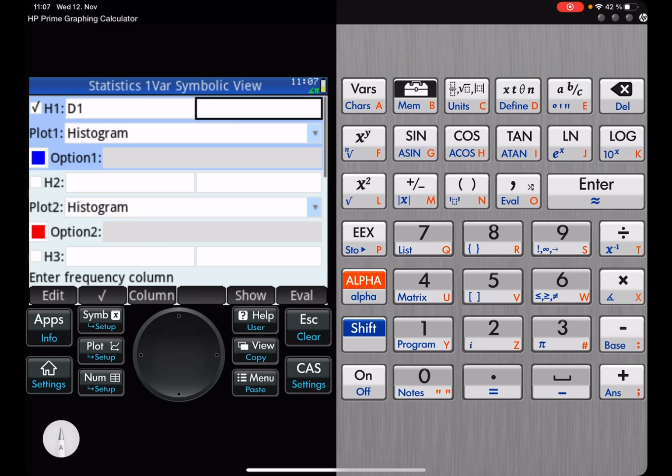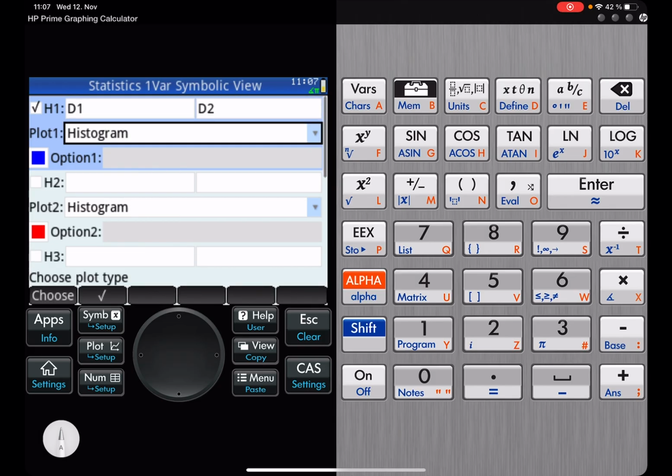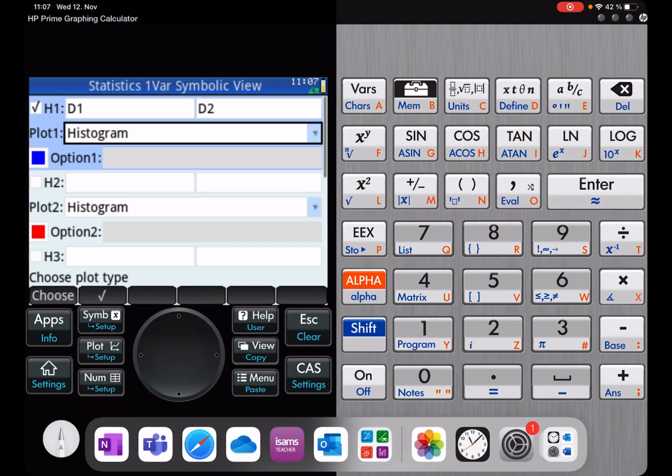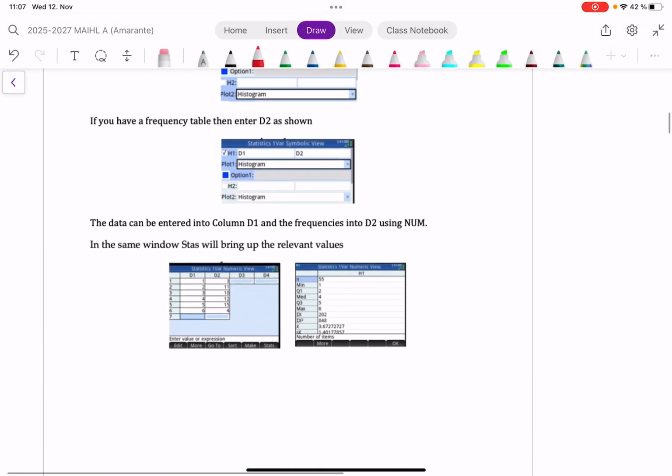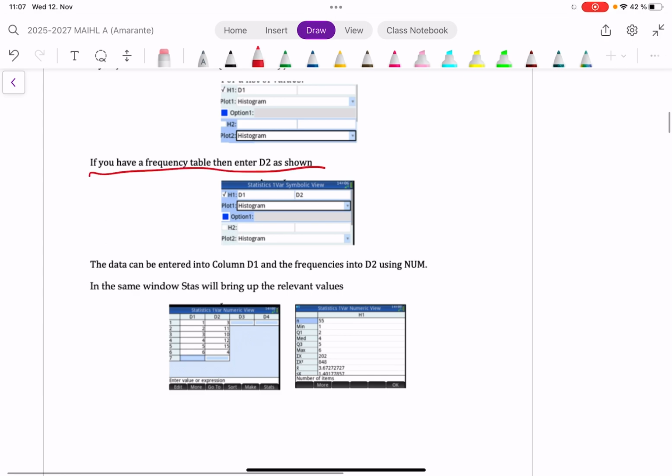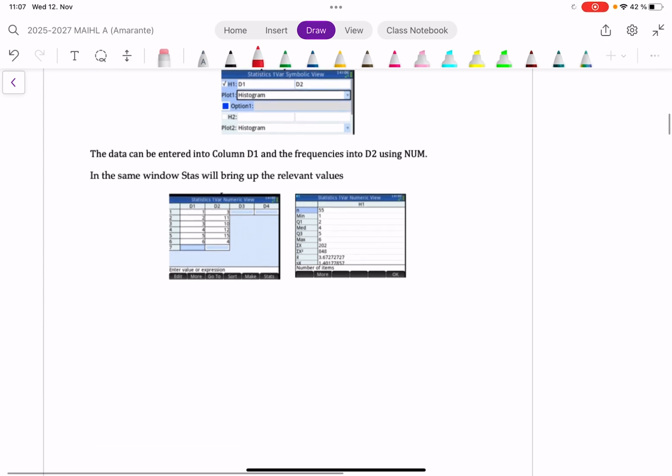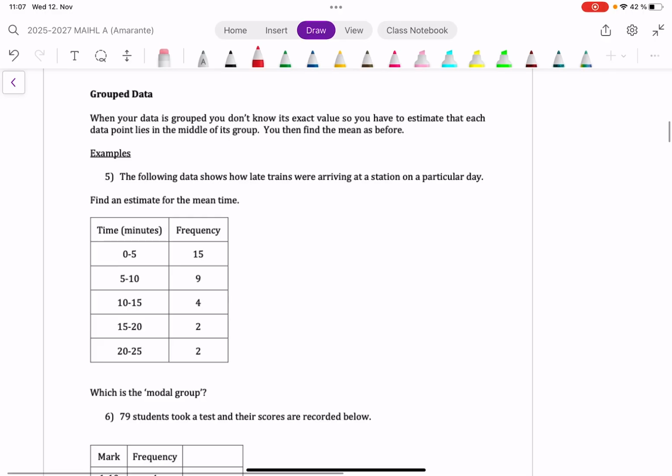So if you have a frequency column, you need to make sure that D2 is on in this symbol menu, right? Very, very important. And that's what it's saying down here, right? If you have frequency, enter D2, and then it goes on to explain how to do it.